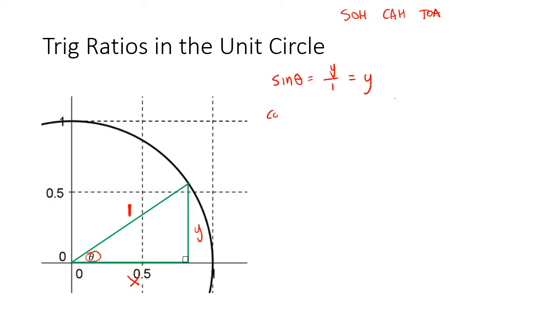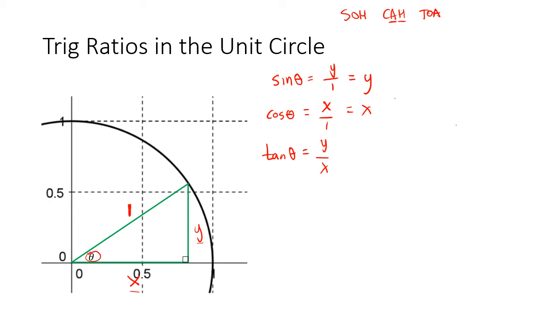The cosine of theta is adjacent over hypotenuse, right? So adjacent is x, divided by the hypotenuse, which is 1, so that would just be x. And then the tangent with respect to angle theta is the opposite divided by the adjacent, so that would be y divided by x.